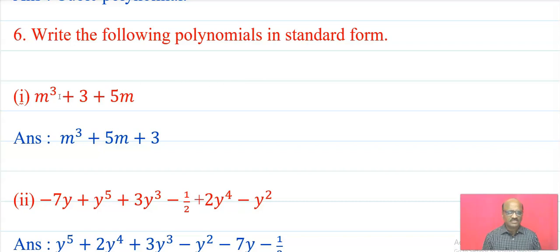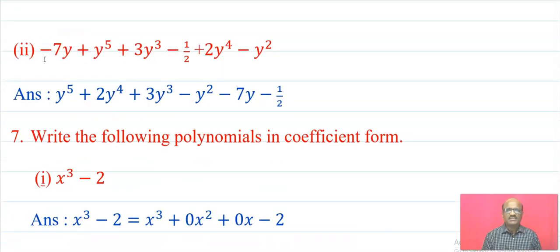Now, we will write in decreasing index order. That is m raised to 3. What about the next? 5m plus 3. Decreasing powers of m here are 3, 1 and 0.